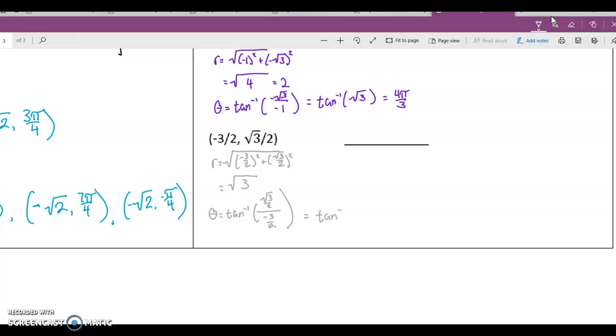That's kind of gross, but we go through it. These 2's cancel. We have root 3, and we're going to move that negative up here just because it's nicer. Negative root 3 over 3. Since my x is less than 0 and my y is greater than 0, this is in quadrant 2. And the angle in quadrant 2 that has a tangent value of negative root 3 over 3 is 5 pi over 6. So my polar coordinate is root 3, 5 pi over 6.